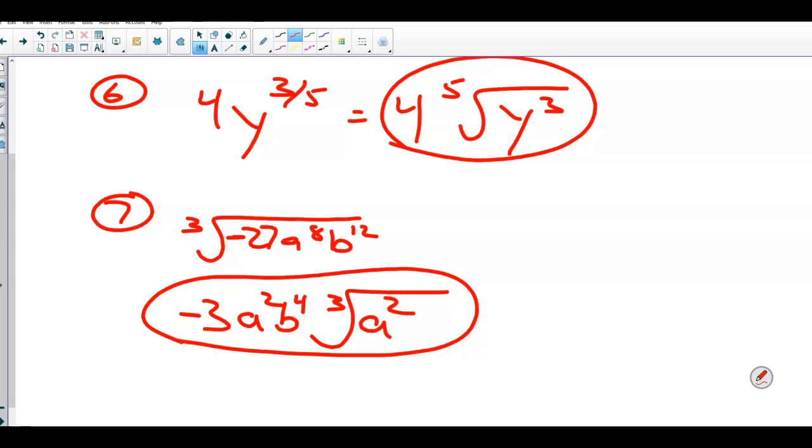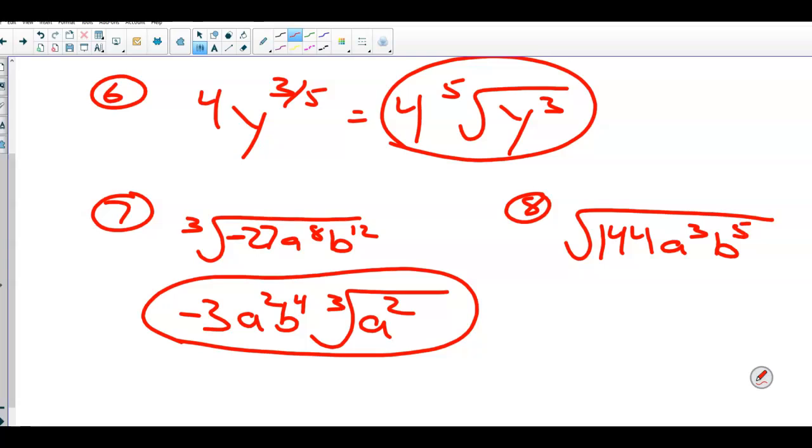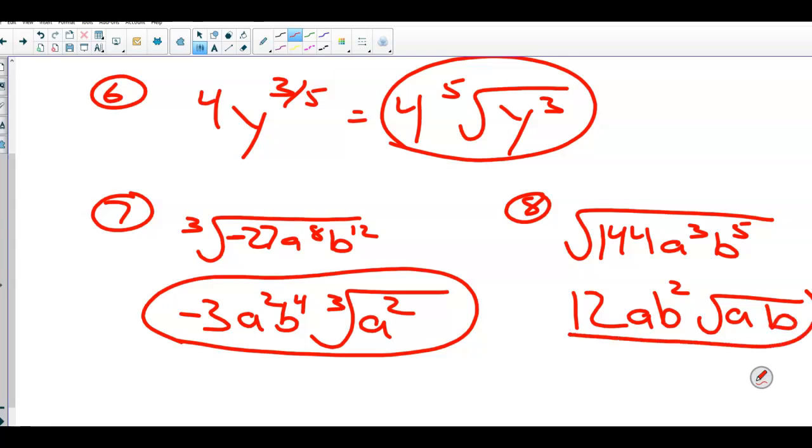For 8, we should know at this point that if you have a square root symbol and you don't have an index, it's assumed to be 2. The square root of 144 is 12. 3 divided by 2 is 1. We don't need to write that exponent. Remainder 1. 5 divided by 2 is 2, so b squared, remainder 1. And there's our answer.